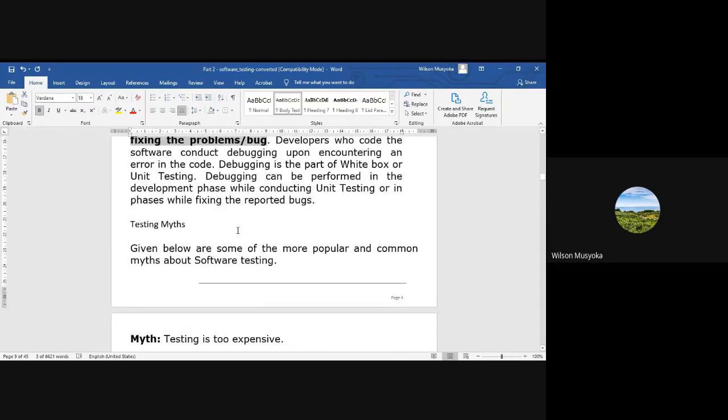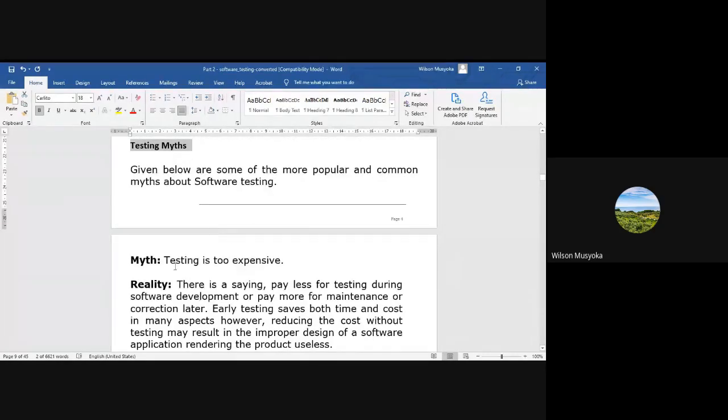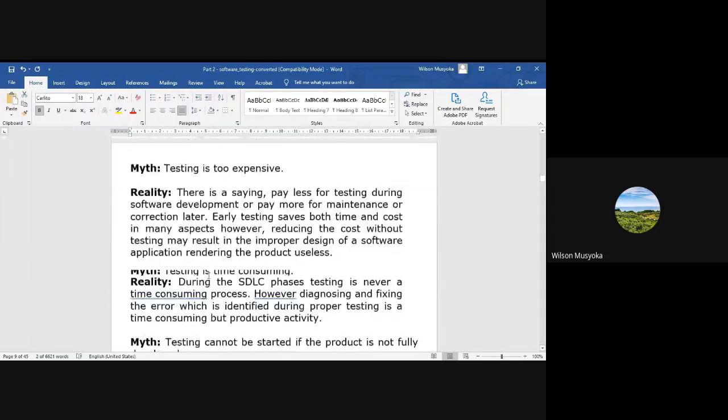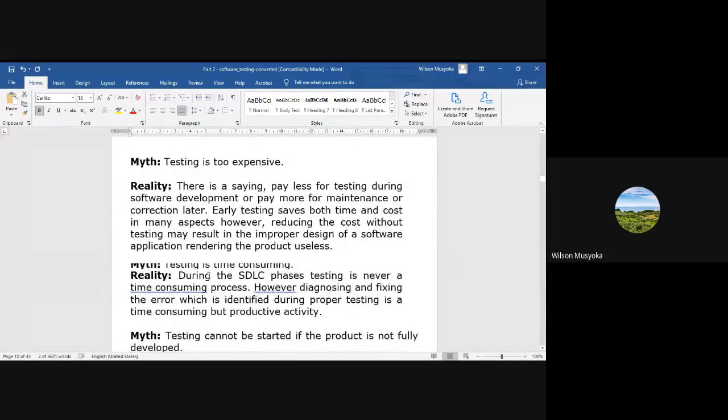Then, what are the stories which are normally given? These are the ones we are calling myths. The stories which are normally given in regard to testing may not be true. These stories include something like testing is too expensive. People normally say testing is expensive, but in reality, testing can be cheaper than implementing the software, then putting it into operation, and then encountering a problem later.